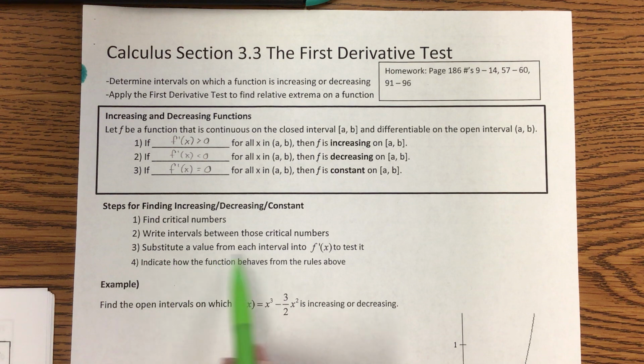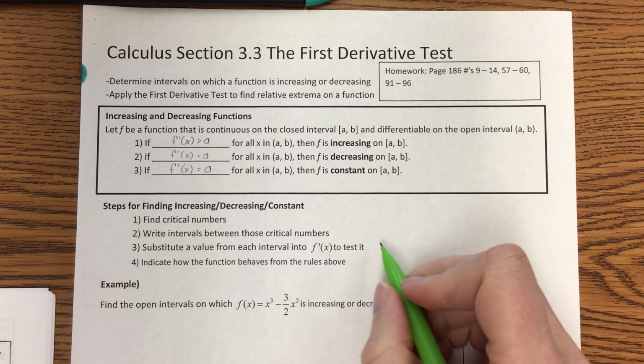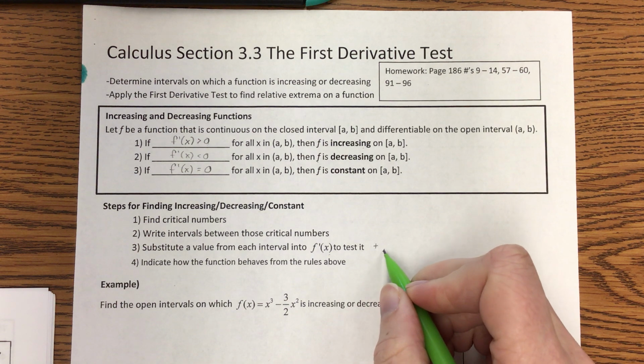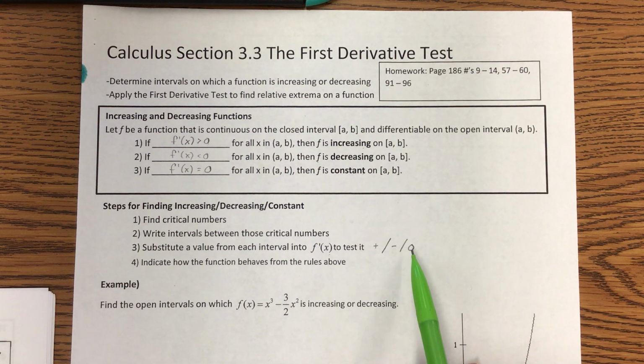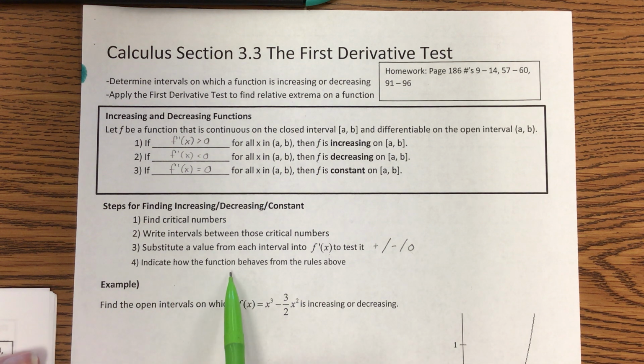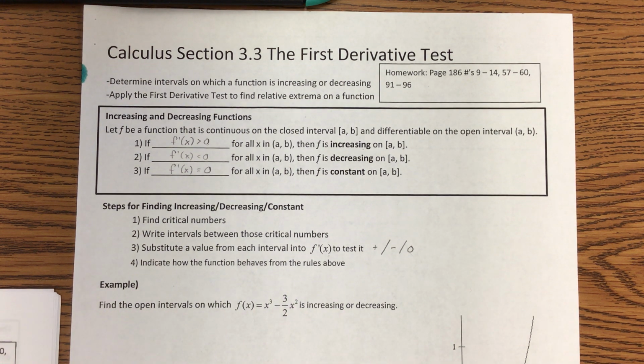We'll substitute a value from each interval into f prime of x to test it. That's where we just pick a number in the interval, so between your two endpoints, and see if f prime of x is positive or negative. We don't care about the number, we just care about positive, negative, or 0. It's not going to be 0. Indicate how the function behaves from the rules above.